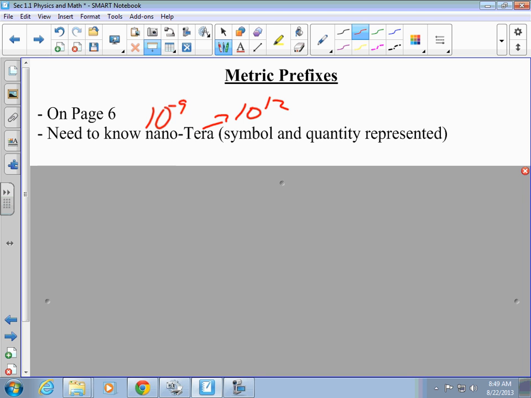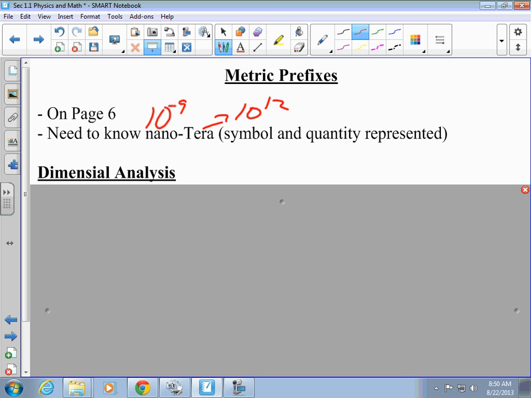Now, why do we have to use those prefixes? Because in physics, you're talking about how things interact. Well, you can be talking about 2 atoms interacting, which is a very small scale, or you could be talking about 2 universes interacting, which is on a very, very large scale. So that is why we have to deal with these prefixes. So page 6, nano through tera. Don't be surprised if there's a short quiz on those.